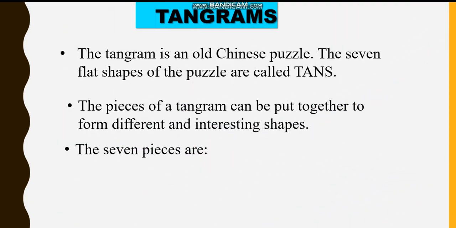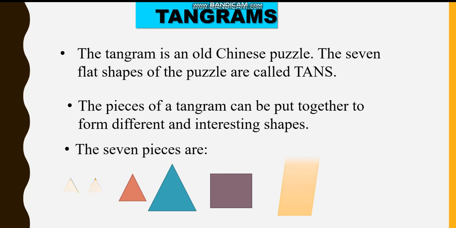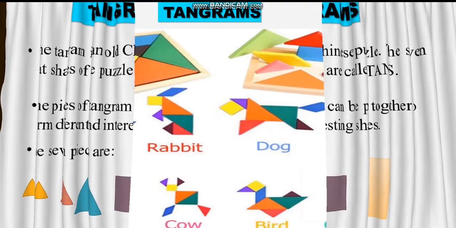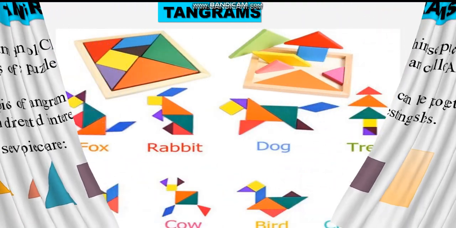Then our next topic is tangrams. A tangram is an old Chinese puzzle. The 7 flat shapes of the puzzle are called tans. In China, they are used for making some objects or shapes like that. So we have the 7 shapes here. Let me read it. Two small size triangles and a middle size triangle and one big size triangle, a circle and a square and a parallelogram. So these can make a tangram. With the tangram we can make a rabbit, fox, dog, tree, so many things.